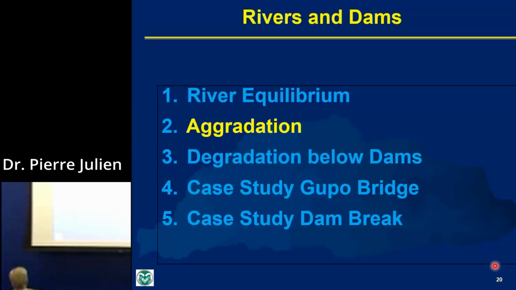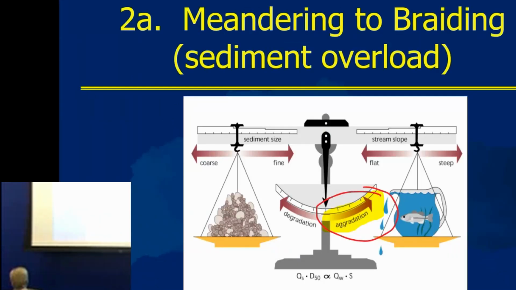Aggradation. So I think I made the point clear with equilibrium. I even consider a meandering channel to be in equilibrium with the lower sediment load, right? So, all right, aggradation. What's going to happen?